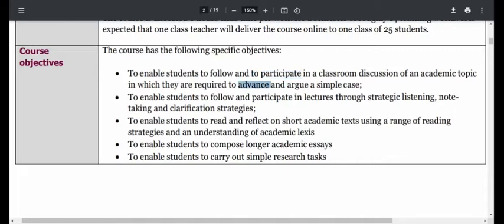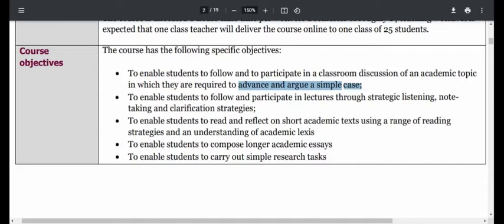You should advance and argue a simple case. Advancing a case means you have a point, you have an idea, you have an opinion, and or you have maybe, let's say, an interpretation, and you can present that. You can tell people what your point is and why it is your point, what's important about it. You can also argue it, meaning you can take questions, you can hear people with a different point of view, share that view, and you can respond.